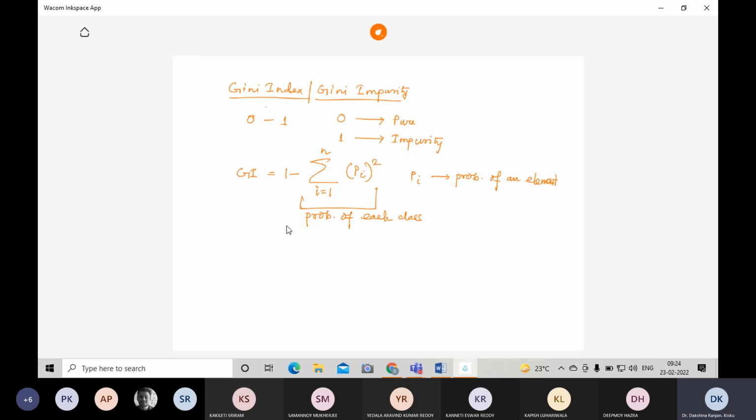So these are the two other differences between Gini index and information gain. You should remember one thing: when we select the root node with information gain, we will select the feature which has the maximum information gain.